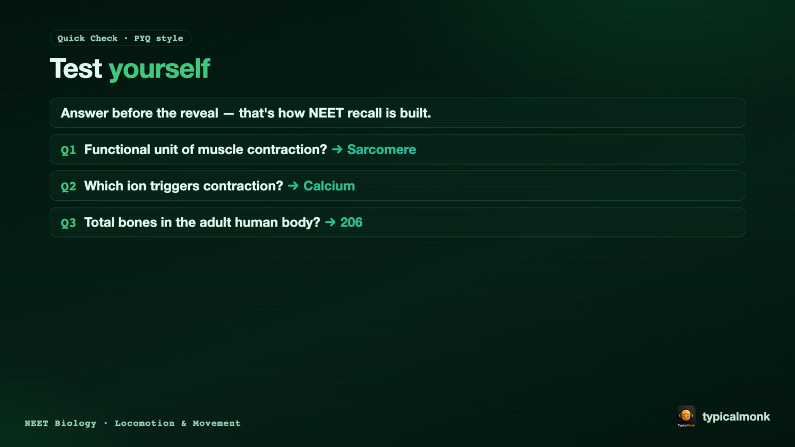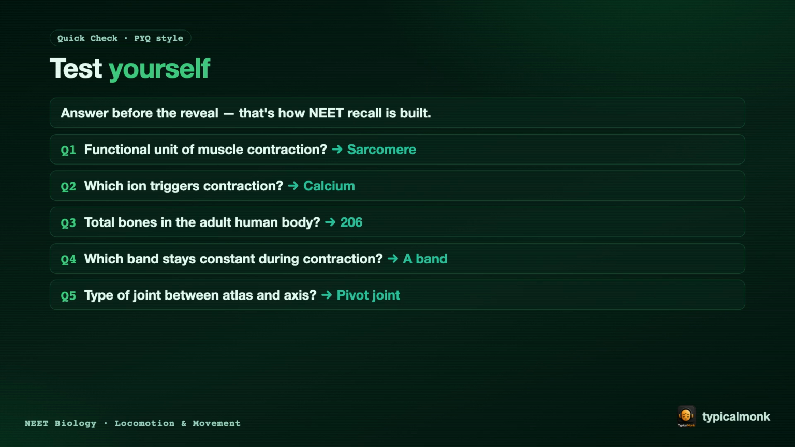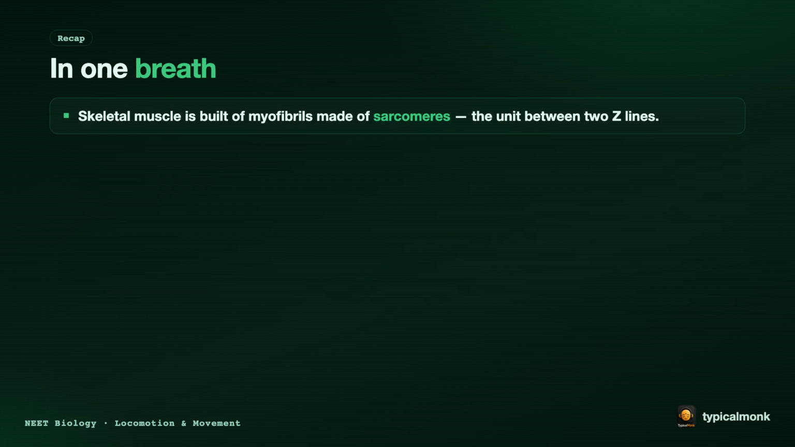Third question. The total number of bones in the adult human body? 206. Fourth question. Which band stays constant during contraction? The A band. Fifth question. What kind of joint lies between the atlas and axis? A pivot joint. Let's gather it all in one breath.